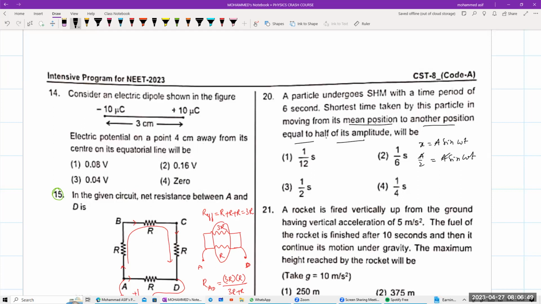So A will cancel. This will become sine pi/6, that is equal to sine omega t. The sine and sine will get cancelled. So pi/6 is equal to omega t. So the value of t is pi divided by 6 omega, isn't it?